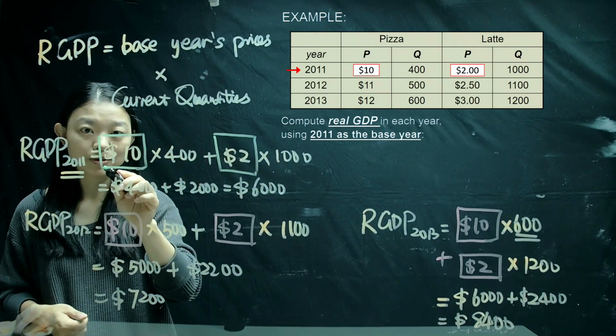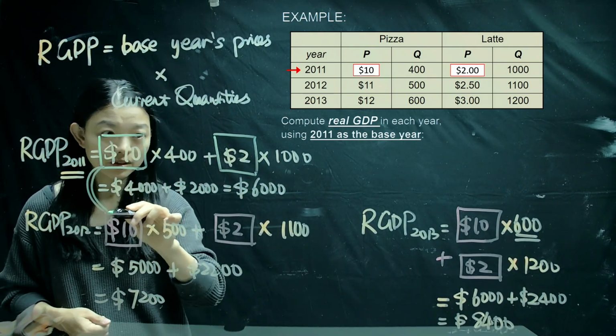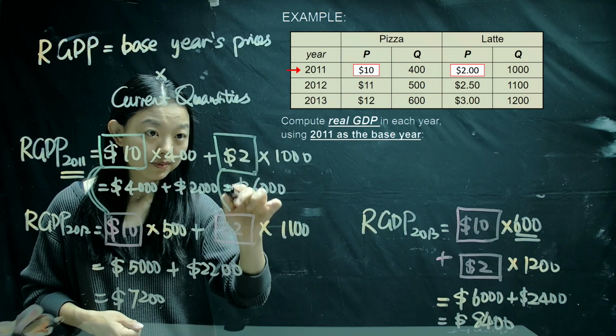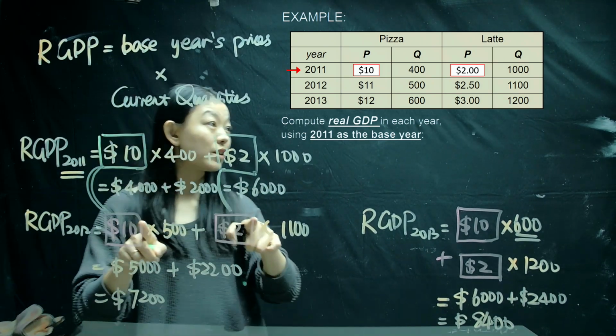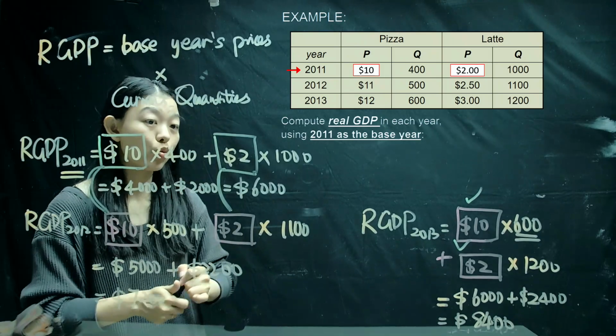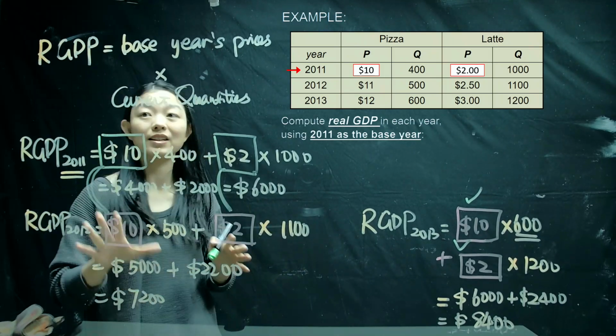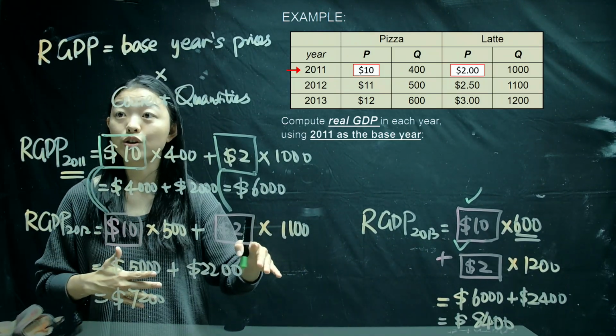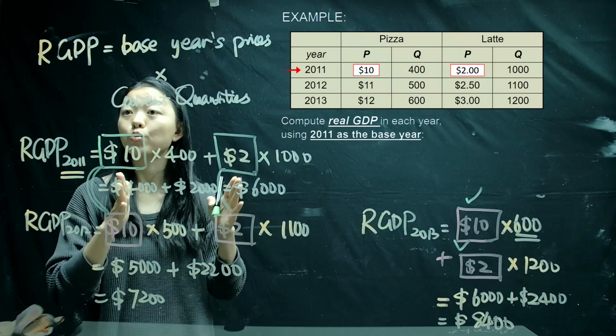So you can see the base year price is the same. The base year price keeps the same thing. Keep the same. However, the quantity will be different. And this is the key way that we can distinguish nominal GDP and the real GDP.